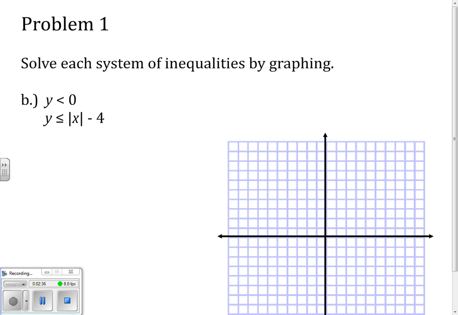Letter B, 2 of them again. This top one I'll do in red. Because there's just a y is less than 0, it is actually a straight line, not diagonal like you're used to. It's also dashed because there's no line underneath the inequality. It happens to fall right on the x-axis. And those values that are less than that shade down.